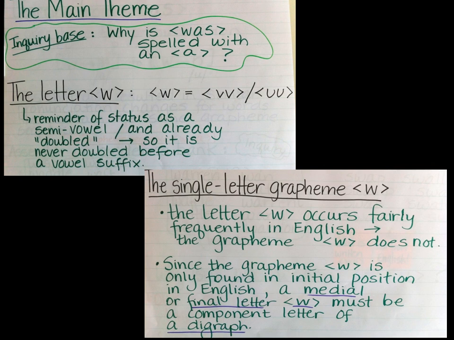The single letter grapheme W occurs fairly frequently in English. The letter W occurs fairly frequently in English, but the grapheme W does not. Since the grapheme W is only found in initial position in English, a medial or final letter W must be a component of a digraph.